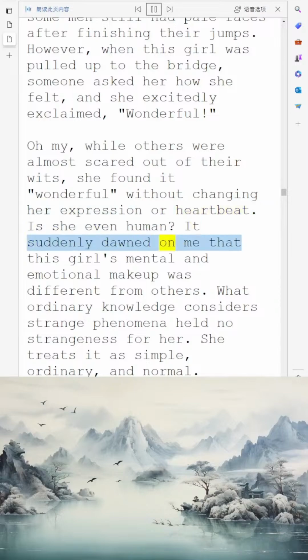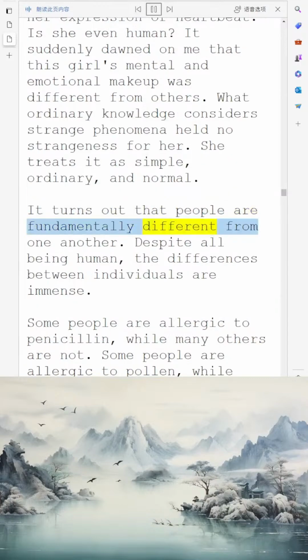It suddenly dawned on me that this girl's mental and emotional makeup was different from others. What ordinary knowledge considers strange phenomena held no strangeness for her. She treats it as simple, ordinary, and normal. It turns out that people are fundamentally different from one another. Despite all being human, the differences between individuals are immense.